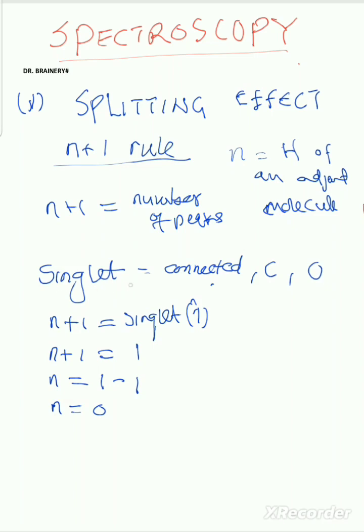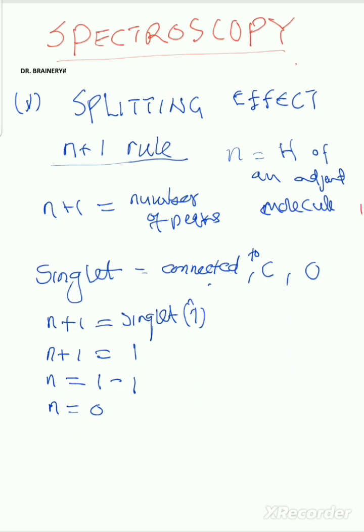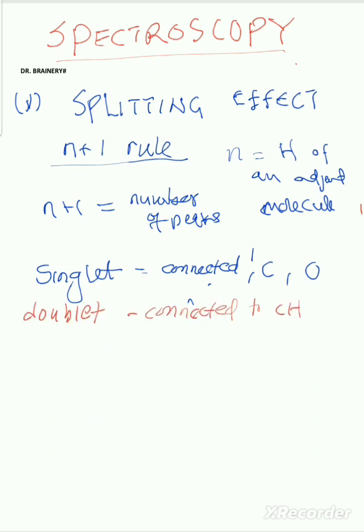So when I say singlet, it means this compound can be connected to a molecule which doesn't have hydrogen. For example, it can be connected to carbon which doesn't have hydrogen. It can be connected to oxygen, which doesn't have hydrogen. So let's look at the other one, which is doublet. Remember, when we're talking about singlet, it can be represented as just 1 peak, like here.